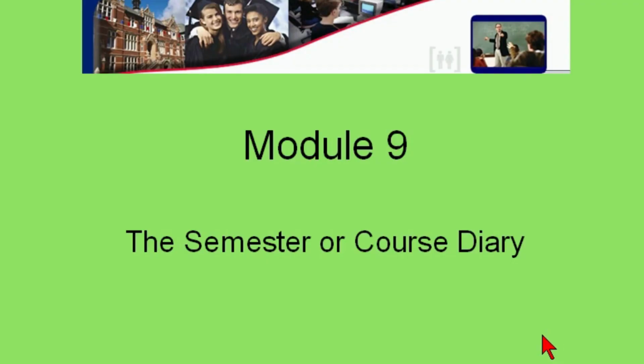Module 9, the semester or course diary. This is where we schedule events, and it's a good tool to organize your course events and to let students know what's happening and when. It's going to display your events in calendar form, and a condensed version appears at the dashboard. Your students are going to see exactly the same schedule on their end, so it's another way to communicate and keep in touch. So let's schedule an event.